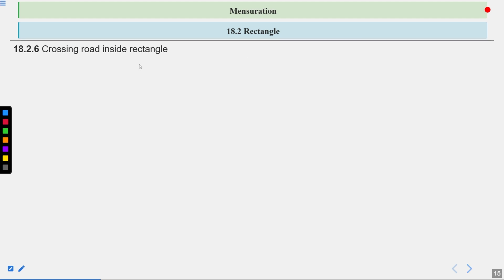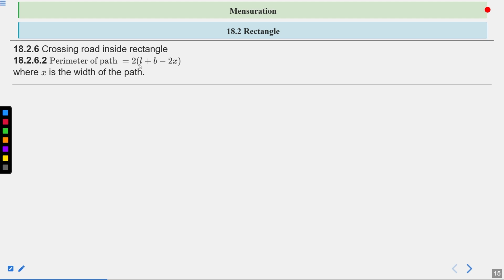Next one, crossing road inside a rectangle. So the perimeter of the path will become 2 times (L plus b minus 2x), and x is the width of the path.